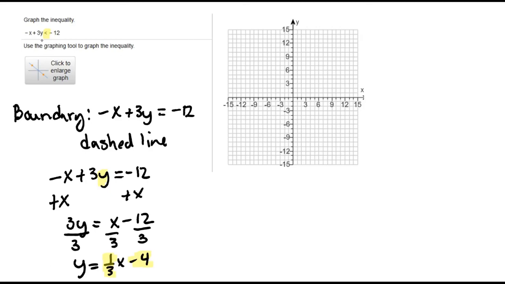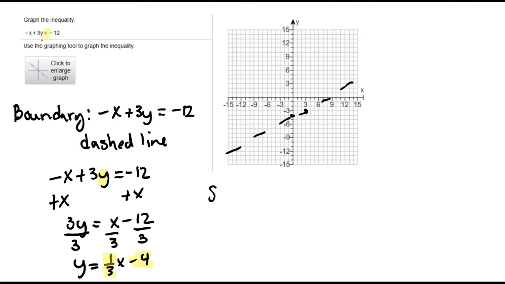So I can plot my y-intercept at -4. I'm going to rise 1 and run 3. And I'm going to draw that line dashed to indicate that the boundary is not part of the set.